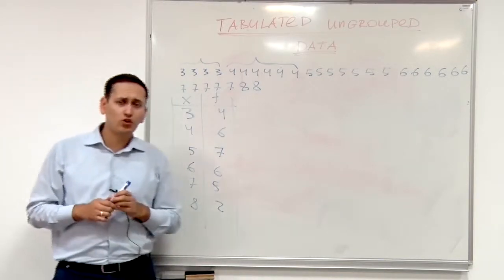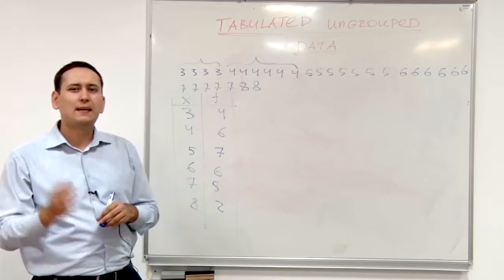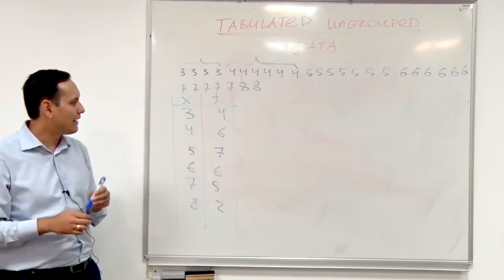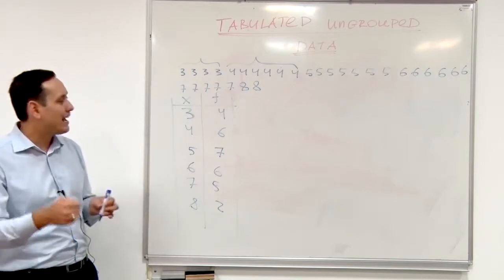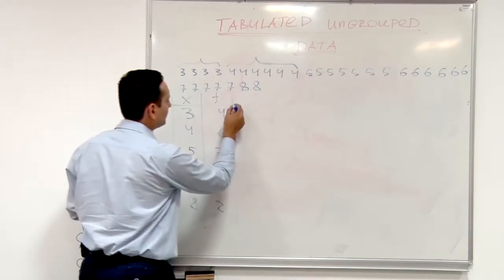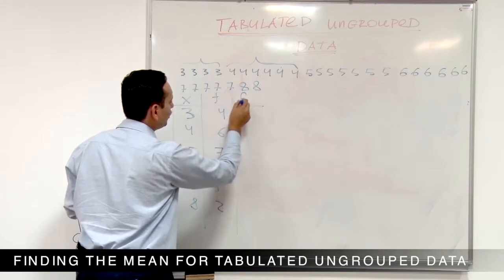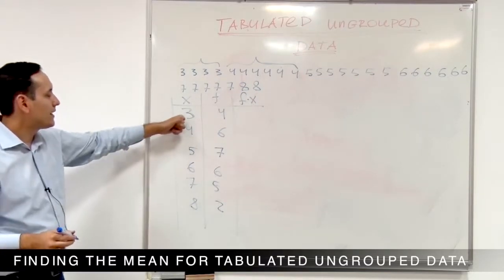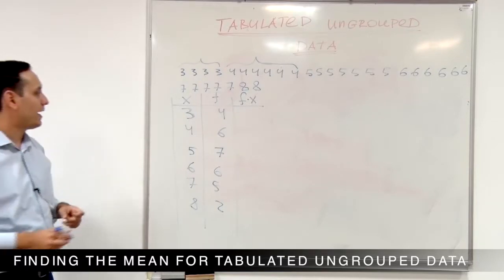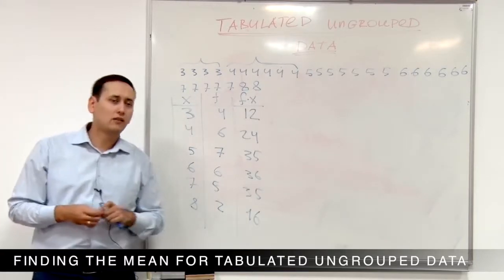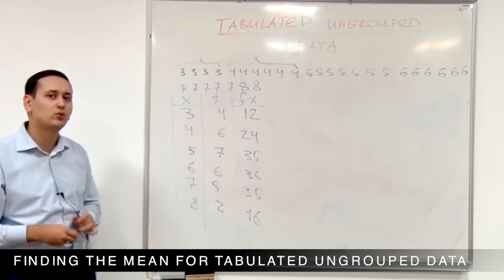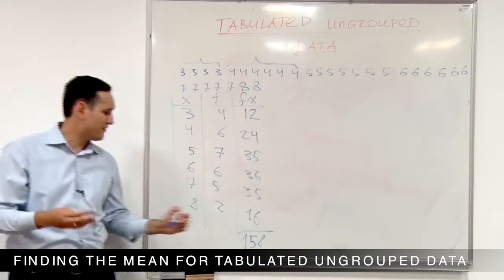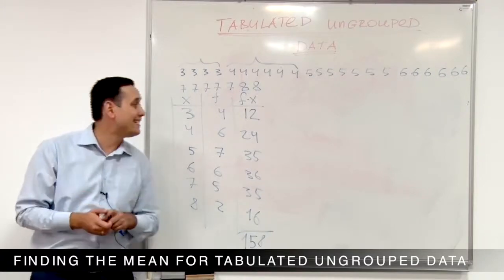The first thing we're going to do is calculate the mean. In order to calculate the mean, we will have to find the F multiplied by X. So we're going to add another column here, and we will simply multiply the X column by the F column. Now that we have calculated the Fx, we will have to find the sum of all this Fx. The sum of Fx is equal to 158.